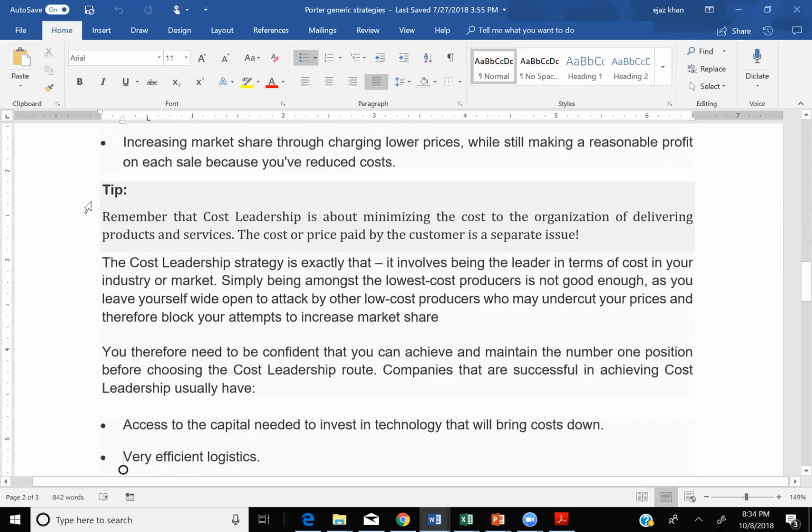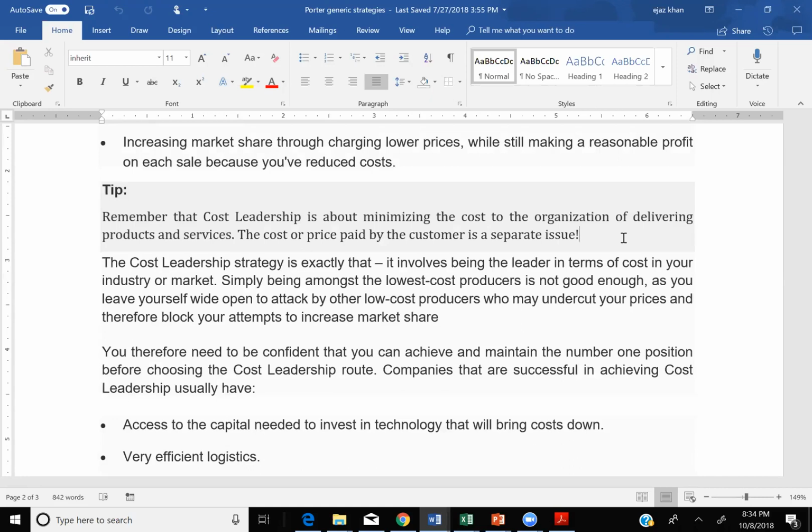If you look at this topic, it's saying the same thing. Remember that cost leadership is about minimizing the cost to the organization of delivering products and services. The price paid by the customer is a separate issue. So remember, this is a key point in the cost leadership strategy. Most of the students confuse it with pricing.